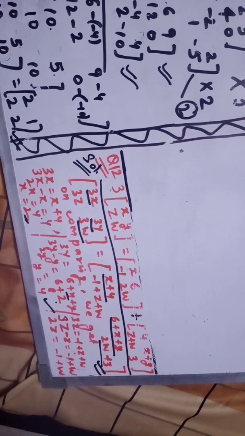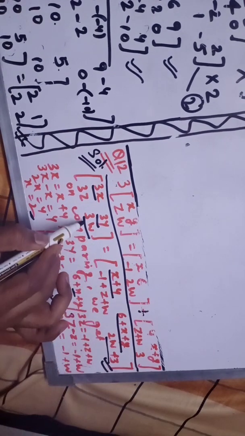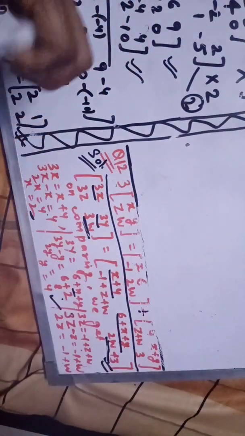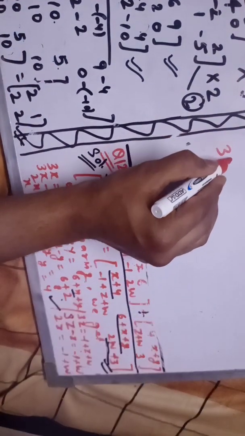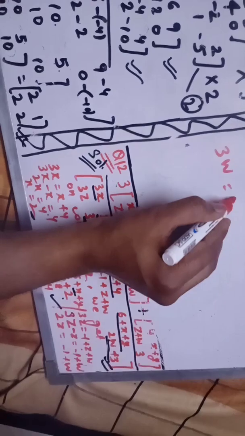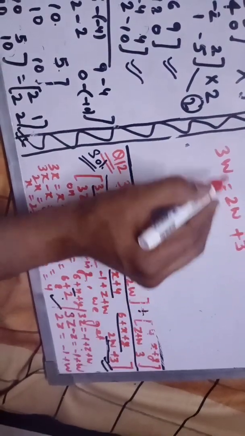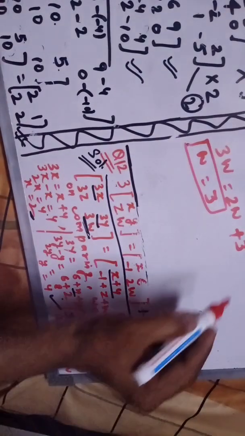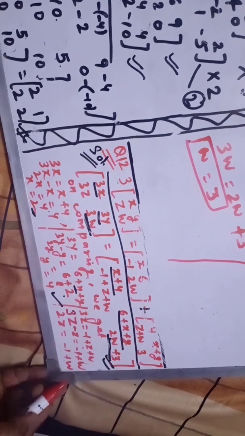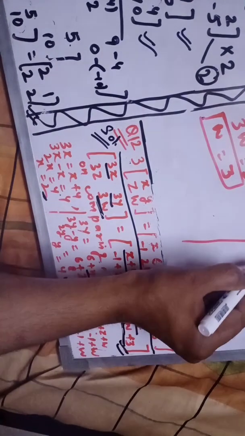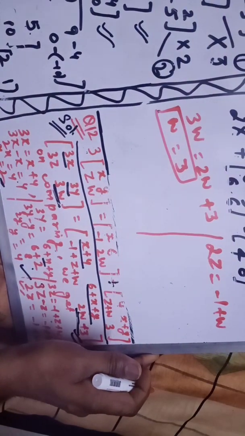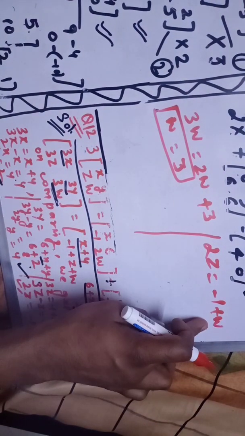Fine. And here I'm comparing the fourth equation, this 3w with this one. So the fourth equation would be 3w, that is equals to 2w plus 3. So this will come here, so w is equals to 3. So this is the value for w. Fine. And this equation, this one, 2z, that is equals to minus 1 plus w. 2z is equals to minus 1 plus w. Fine.